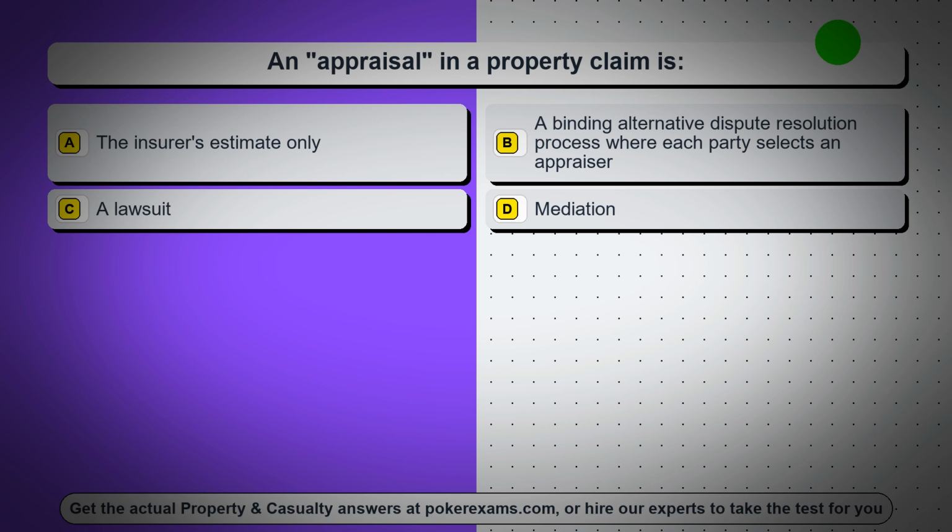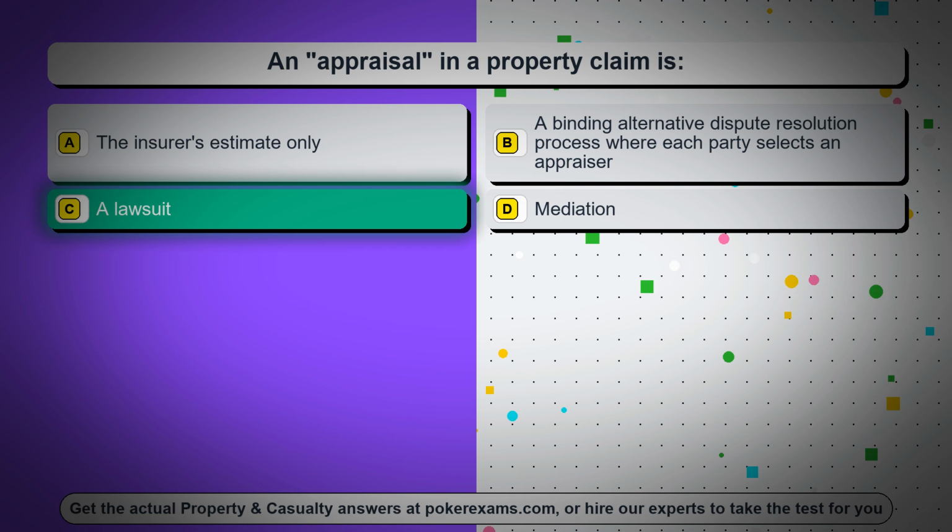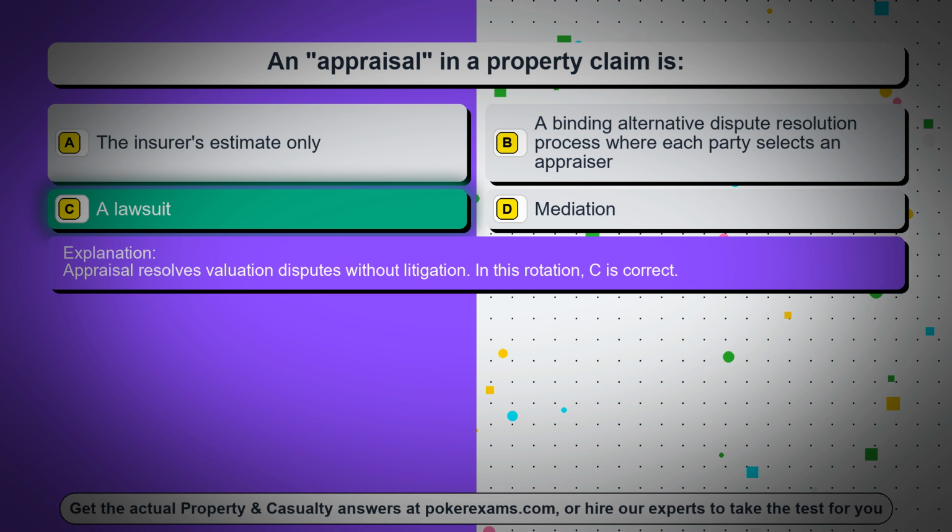Question 71. An appraisal in a property claim is: option A, the insurer's estimate only; option B, a binding alternative dispute resolution process where each party selects an appraiser; option C, a lawsuit; option D, mediation. The correct answer is option C, a lawsuit. Appraisal resolves valuation disputes without litigation. In this rotation, C is correct.